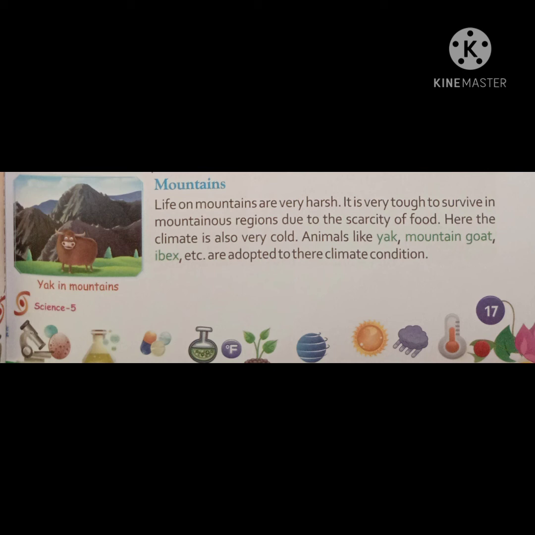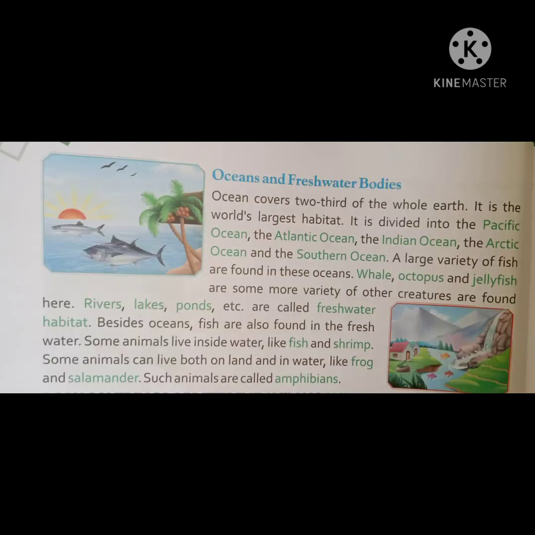Then the climate is very cold. Animals like yak, mountain goat, ibex, etc. are adapted to their climate conditions. Next, come to the point, oceans and freshwater bodies, on page number 18.